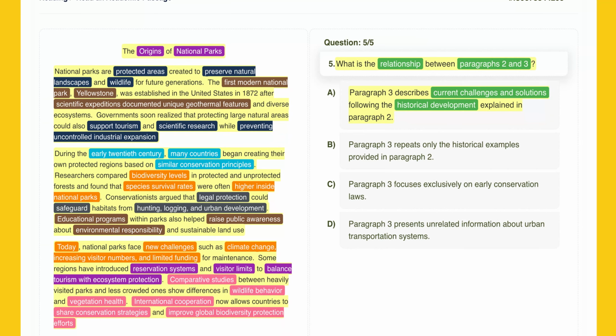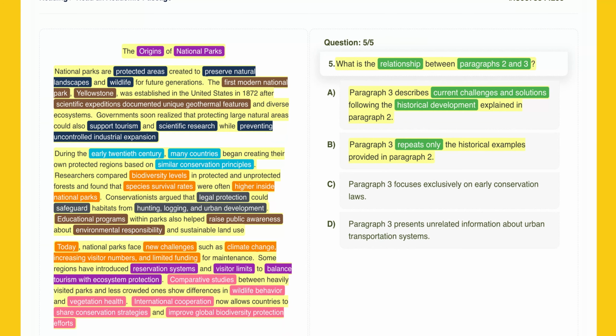Now, let's take a closer look at option B. Paragraph 3 repeats only the historical examples provided in paragraph 2. Option B claims paragraph 3 repeats only historical examples. This is false because paragraph 3 introduces new topics like climate change, which are modern, not historical repetitions. Therefore, this is incorrect.